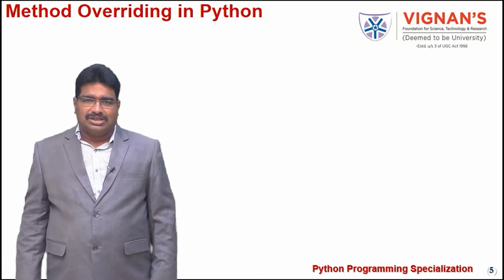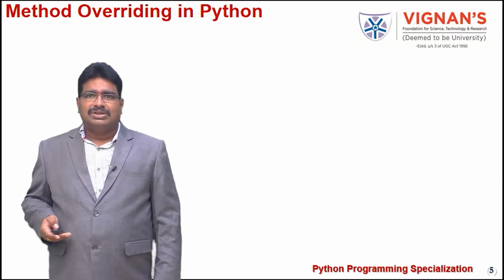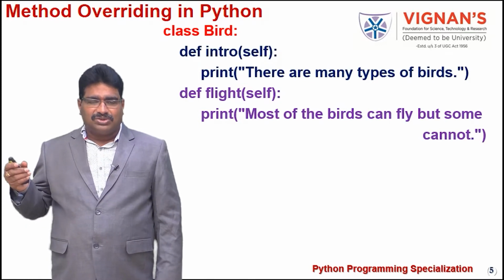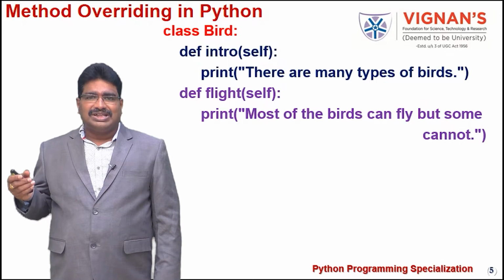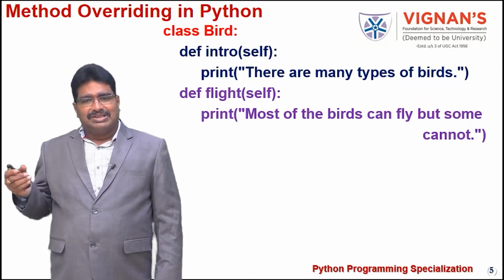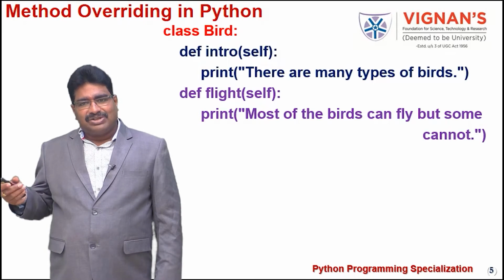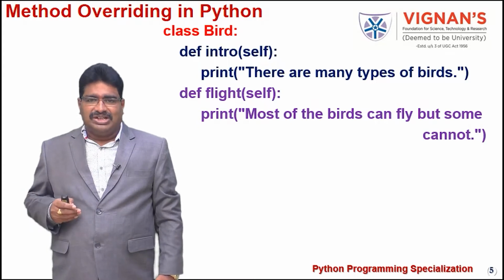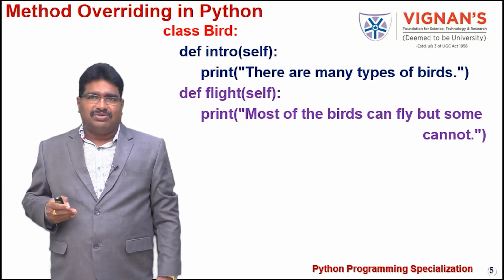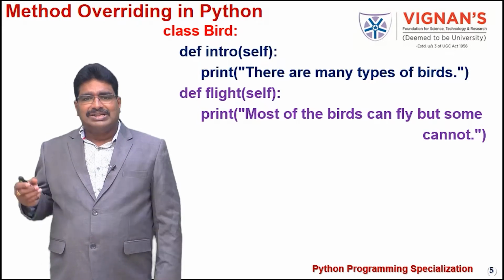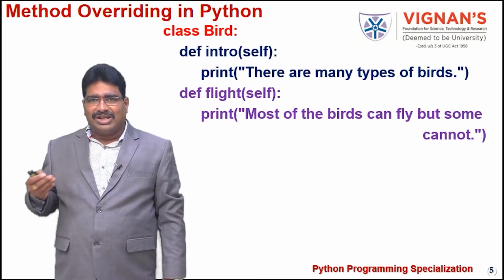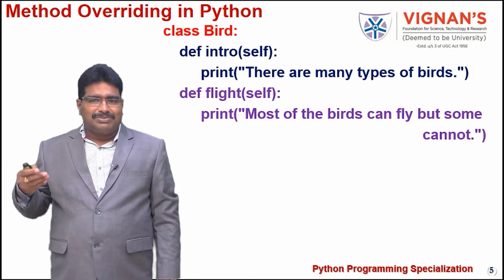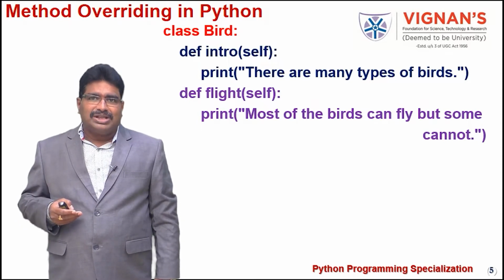Now we discuss method overriding in Python. For example, we define a class Bird, and in that Bird class we want to define 2 functions. One is intro, which gives the introduction of the bird: whenever we call the intro function, we want to display the statement that there are many types of birds. Similarly, we define another function, flight, and whenever we call the flight function, we want to display the message that most birds can fly but some cannot.